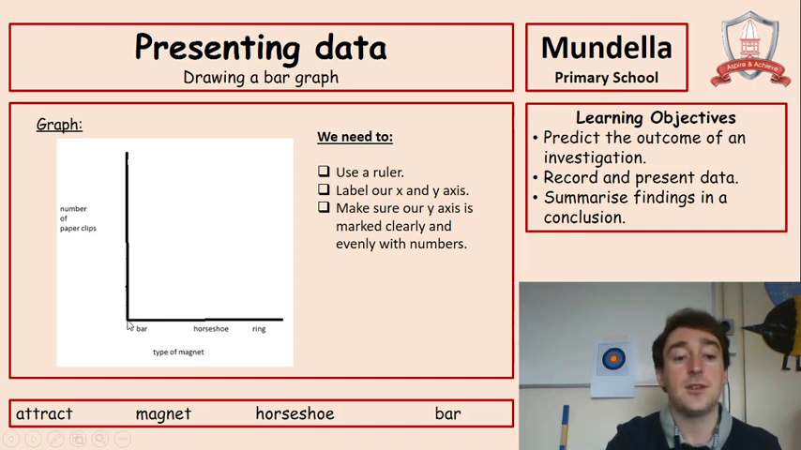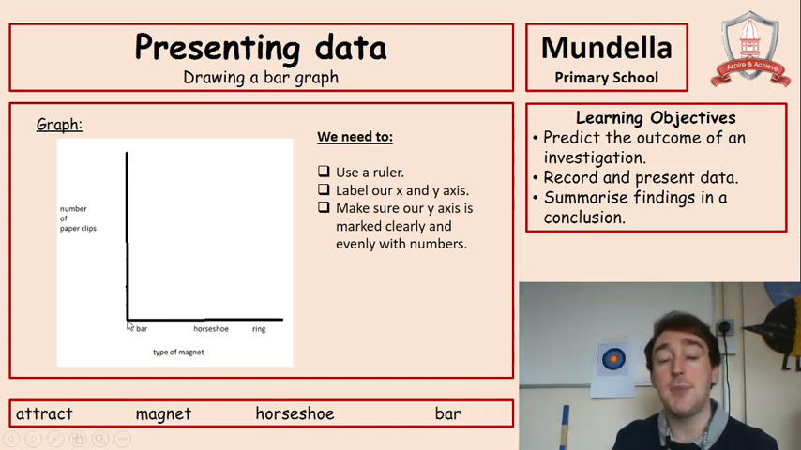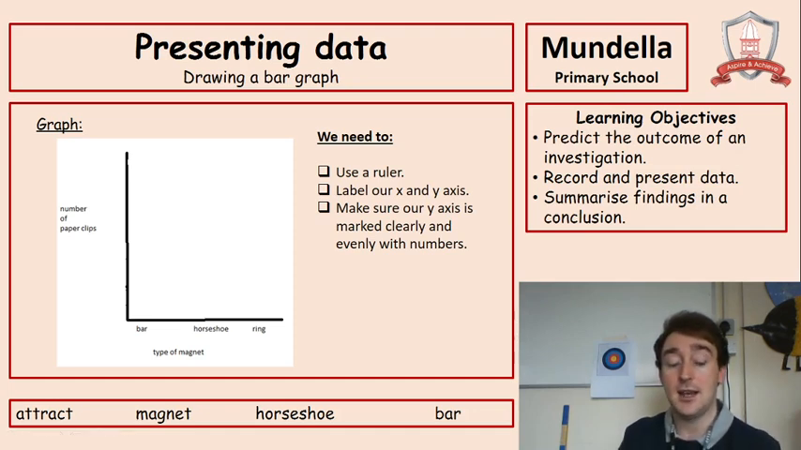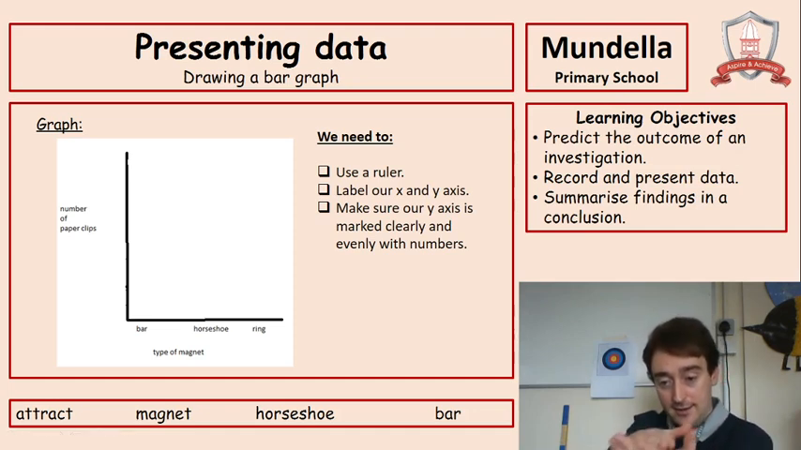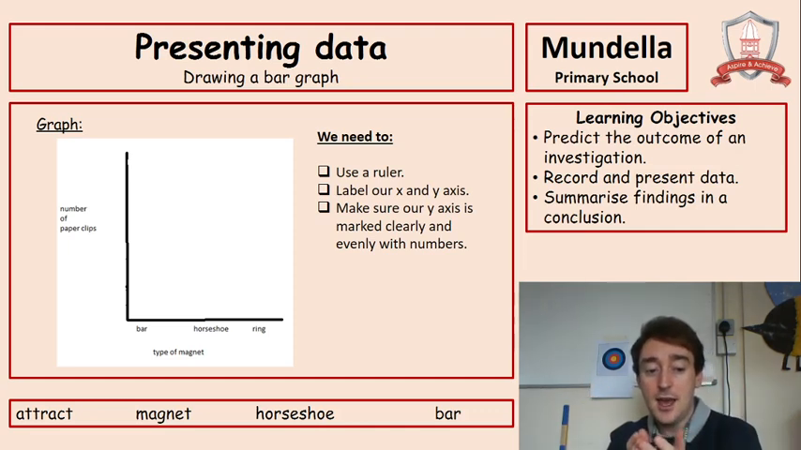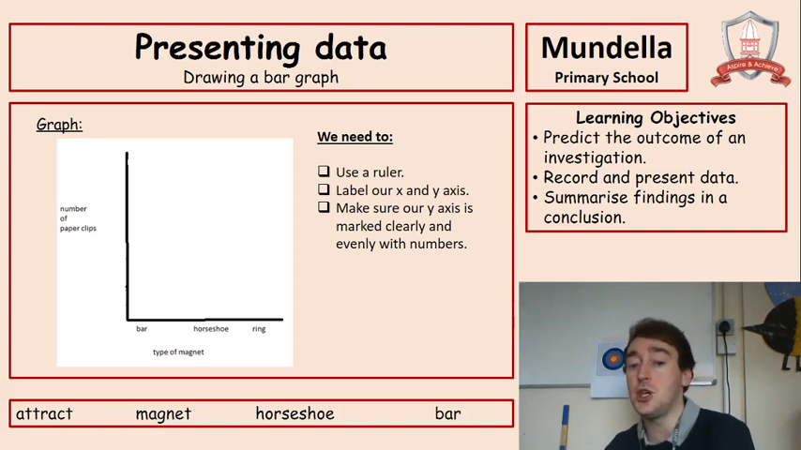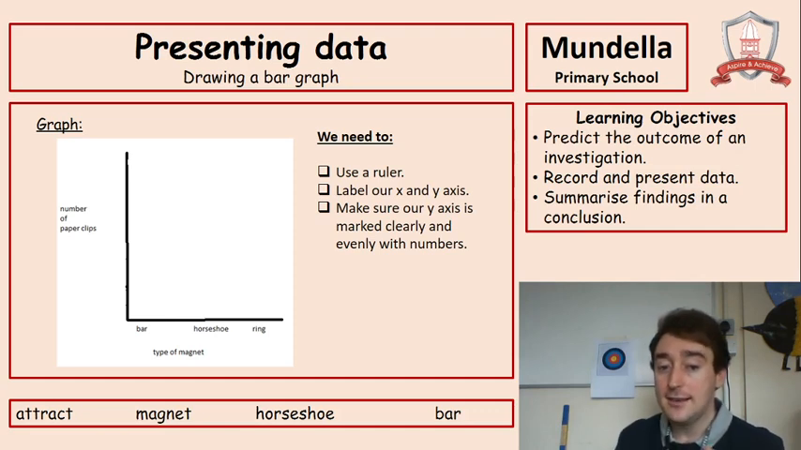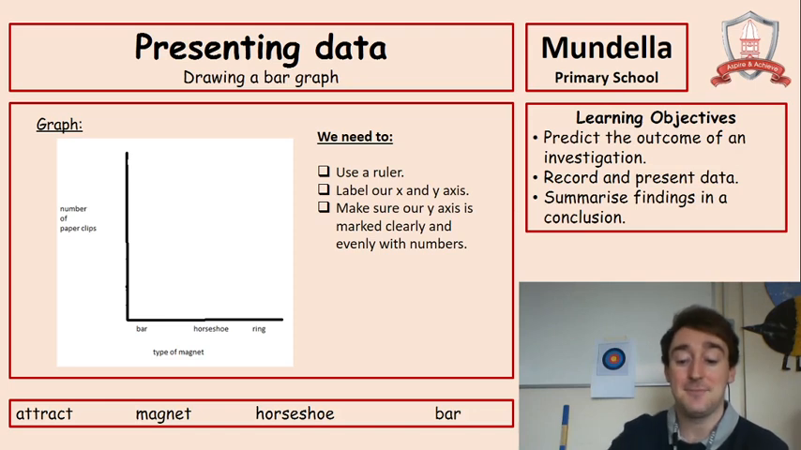So we're going to need to draw that along far enough that we can get bars in for 3 different types of magnet. So we need the bar first, and maybe about 2 centimeters for the bar, and then 2 centimeters long we have the horseshoe, and then on the other side we have the ring. So take a moment, take as long as you like, because it's important presenting this data neatly. So draw your bar graph carefully, and then whenever you're ready to move on, just unpause the video and I'll show you what to do next.